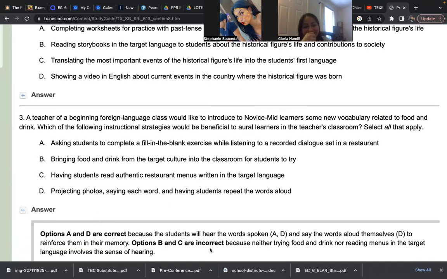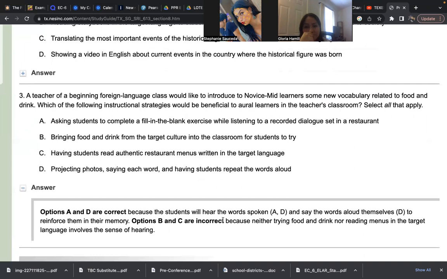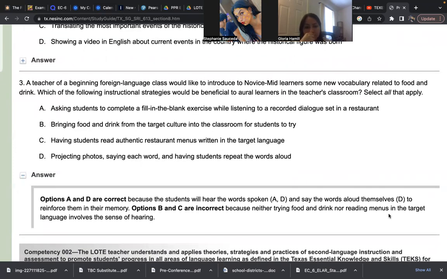Okay, yeah. A and D, but you've got to be very careful that they do the things that they're supposed to be doing, right? Since it was oral, that meant speaking, listening, and you were able to eliminate the bad ones because both of them will hear spoken words and say the words aloud themselves to reinforce them in memory. Reading menus in the target language involves the sense of hearing, neither reading menus.